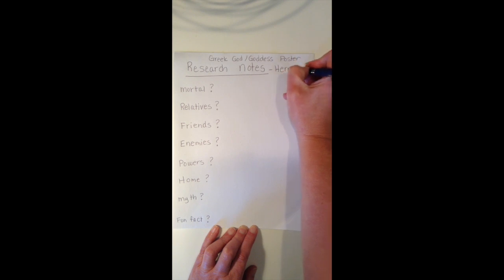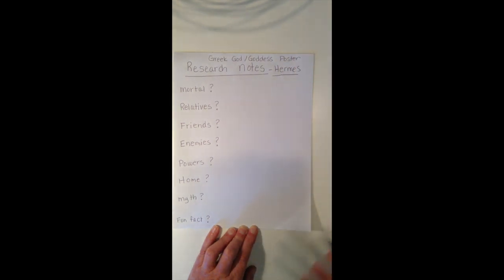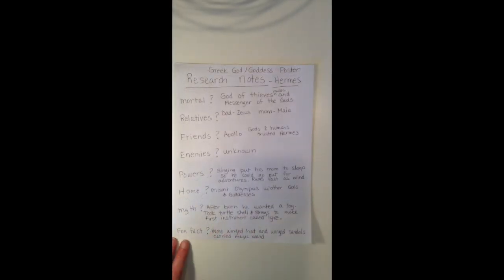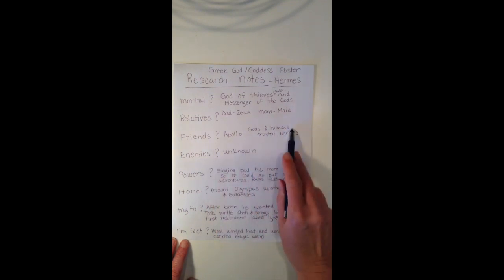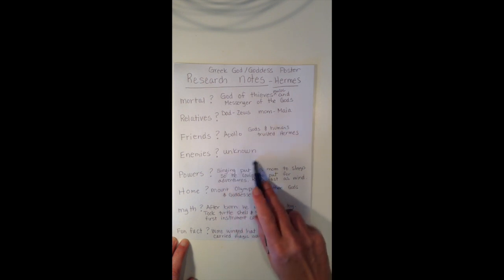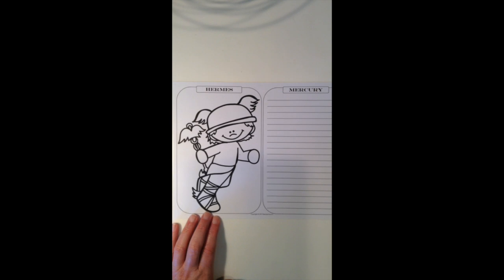So I have my research paper set up before I actually go online and do the research. On this page, you can see that I have finished my research. The only thing really noteworthy for this particular video is that I wasn't able to find any enemies of Hermes because gods and humans trusted him. So under enemies, I just wrote down unknown in my research notes.